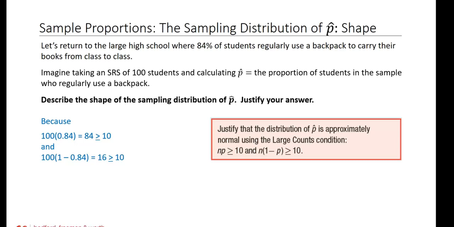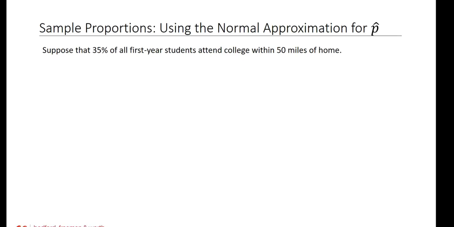I like the way they tacked on the end, greater or equal to 10. Just a neat way of saying the whole thing in one sentence or math equation. Kind of a weird math equation, but you're trying to say that the answer of 84 is greater or equal to 10. When you do it the other way, 16 is also greater or equal to 10. So that passes the large counts condition, which means we can say the sampling distribution is approximately normal. So this is, again, the rule for proportions.